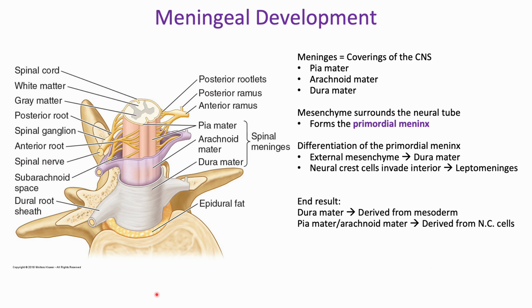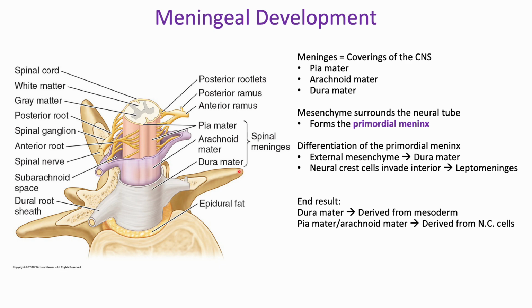Additionally, when we're thinking about the developing nervous system, we need to recognize that the meningeal development has to occur as well. And again, the meninges are the covering for the central nervous system. And it's broken down into 3 components. You have the pia mater, which is in direct association with the spinal cord. You have the arachnoid mater, which is your second layer. And lastly, your dura mater.